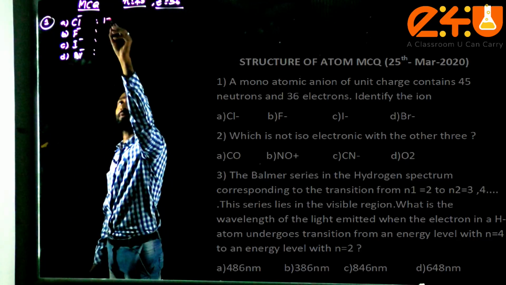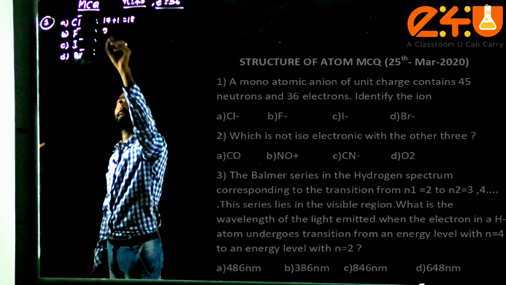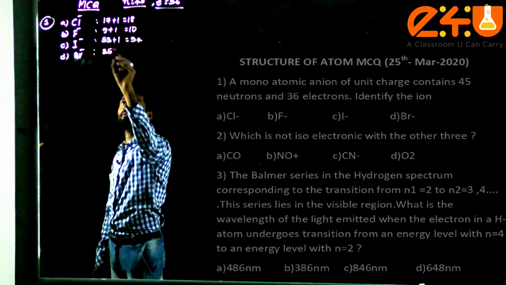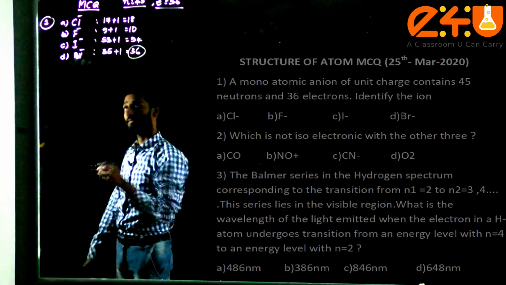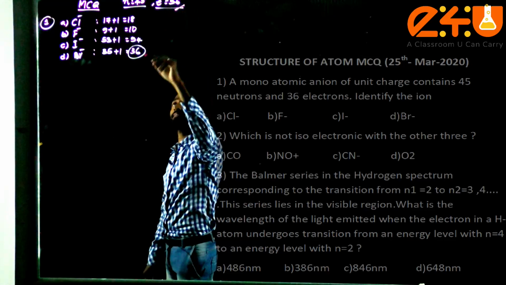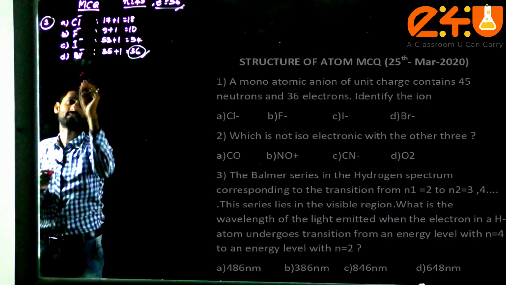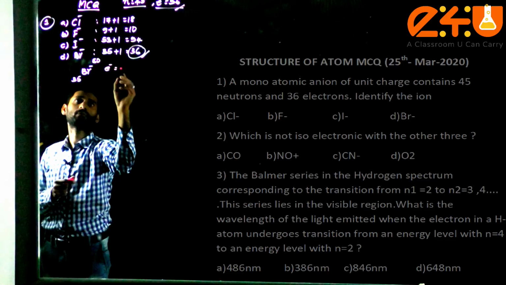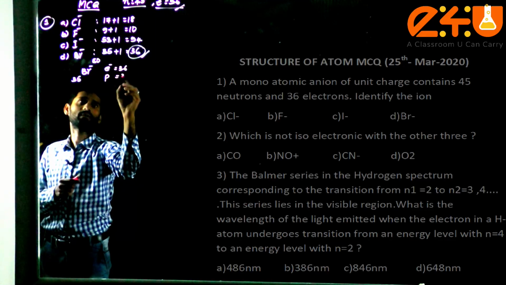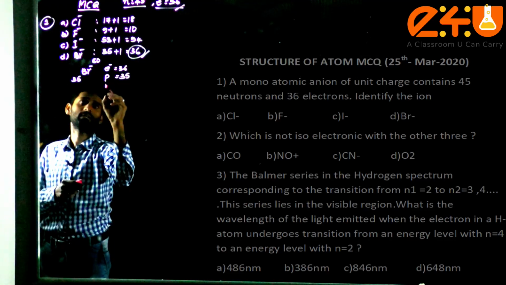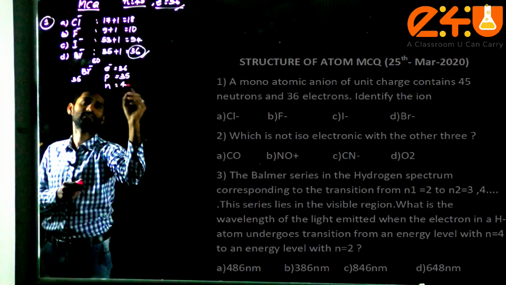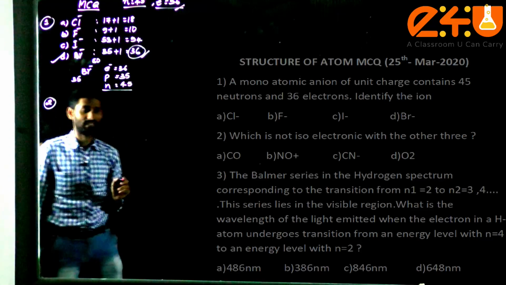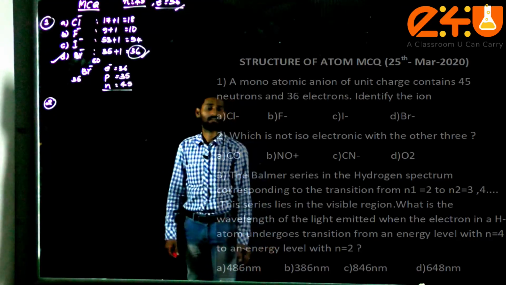Chlorine has atomic number 17, one electron gained, 17 plus 1, 18 electrons. Fluorine, 9 plus 1, 10 electrons. Iodine, atomic number 53 plus 1, 54. Bromine, atomic number 35, one electron gained, that is equal to 36. One clue we got: the number of electrons is equal to 36. Sir, how about neutrons? Take Br minus: atomic number is 35, mass number 80. Number of electrons, 35 plus 1, 36. The number of protons, 35, doesn't change. Number of neutrons is mass number minus atomic number, 80 minus 35, that is 45. That is option D.